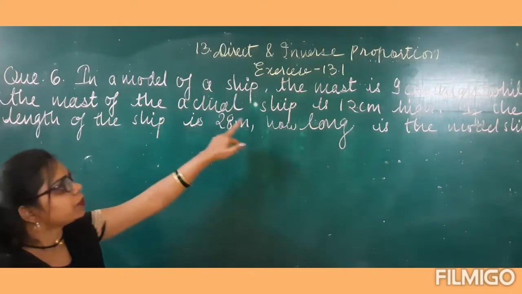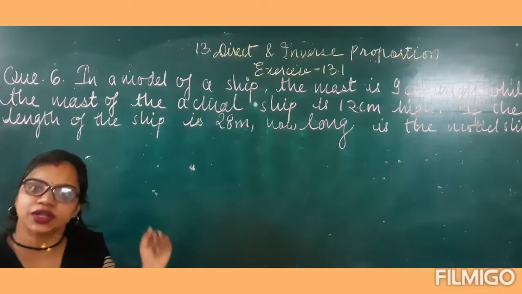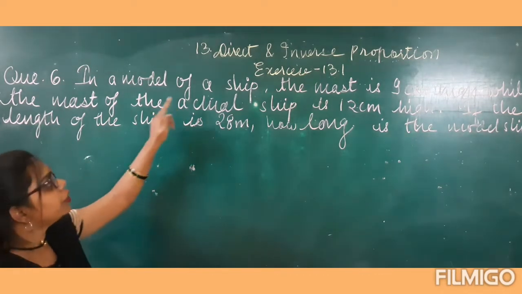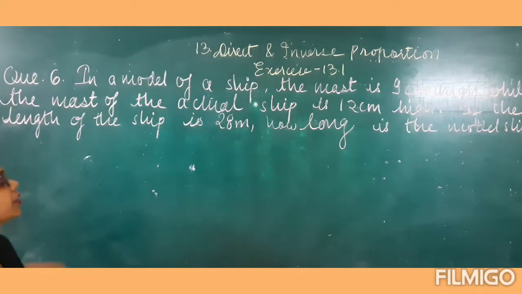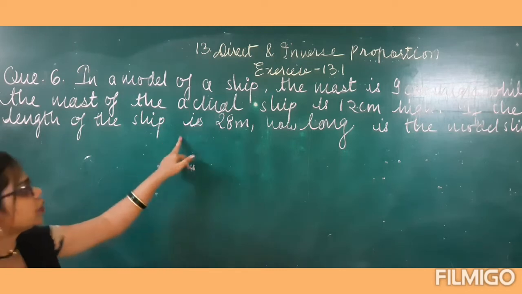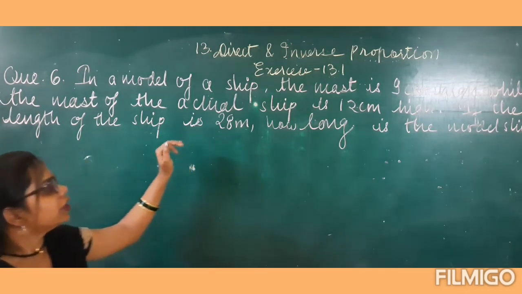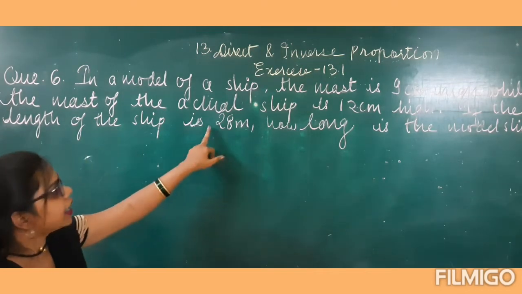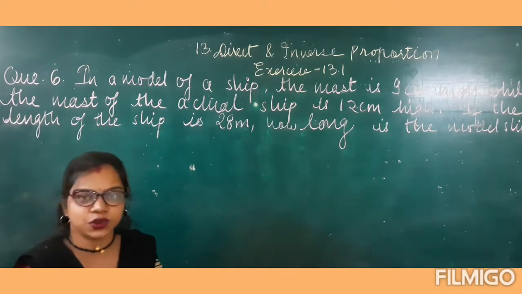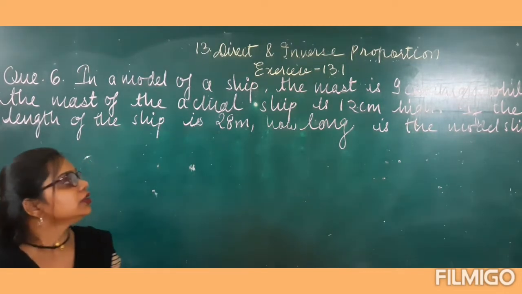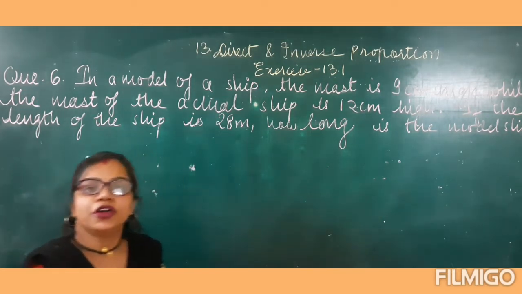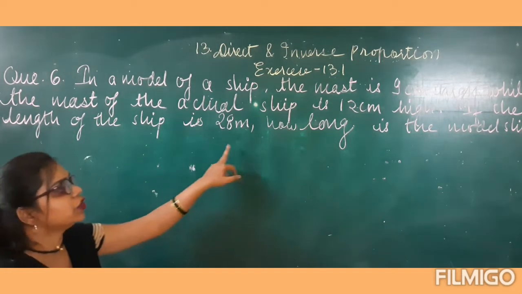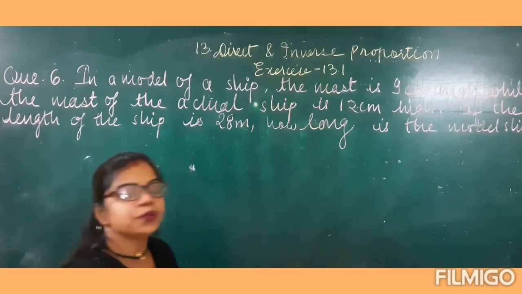Okay, the actual ship mast is how much? 12 centimeter, and the model of the ship which they are preparing, that is of 9 centimeter high. If the length of the ship is 28 meter, now what is given? The actual length of the ship is given as 28 meter. You have to find out how long is the model ship. You have to find out the length of the model ship.